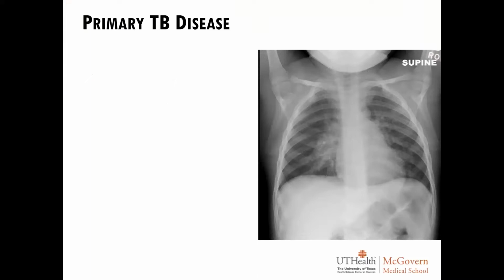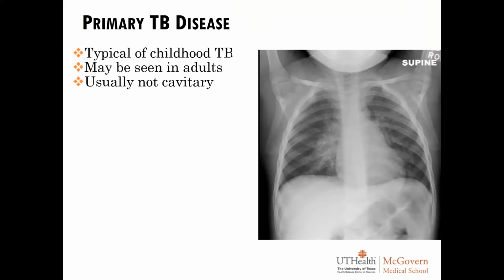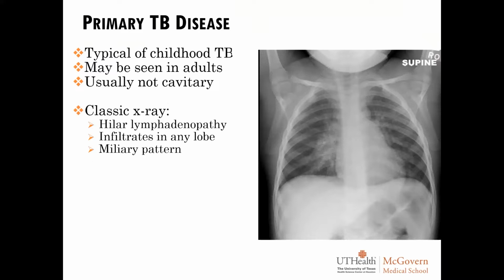What we see in children is a different picture. It's what we call primary disease. So it can also be seen in adults if they're being infected for the very first time, where usually not cavitary. The classic X-ray with primary disease includes hilar lymphadenopathy, infiltrates really in any lobe. It doesn't tend to be in the apices, and a miliary pattern if they progress to disseminated disease.